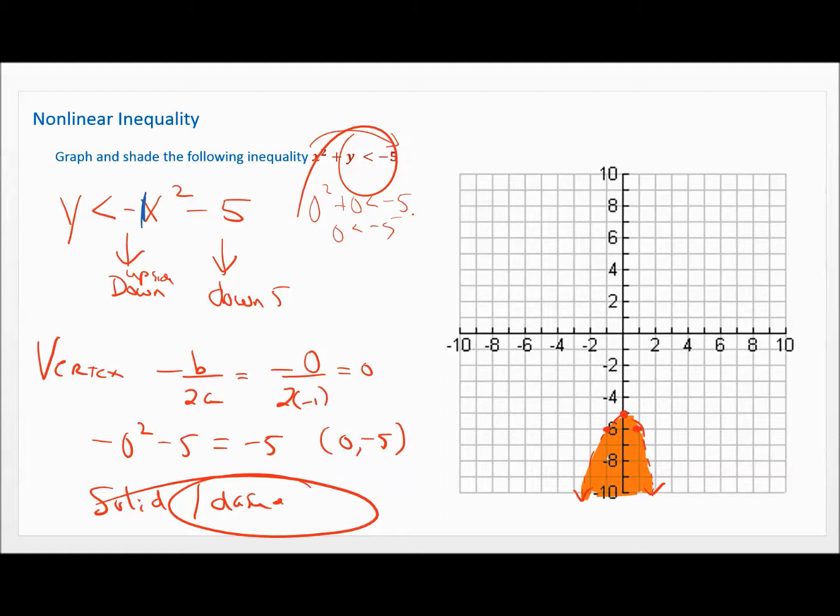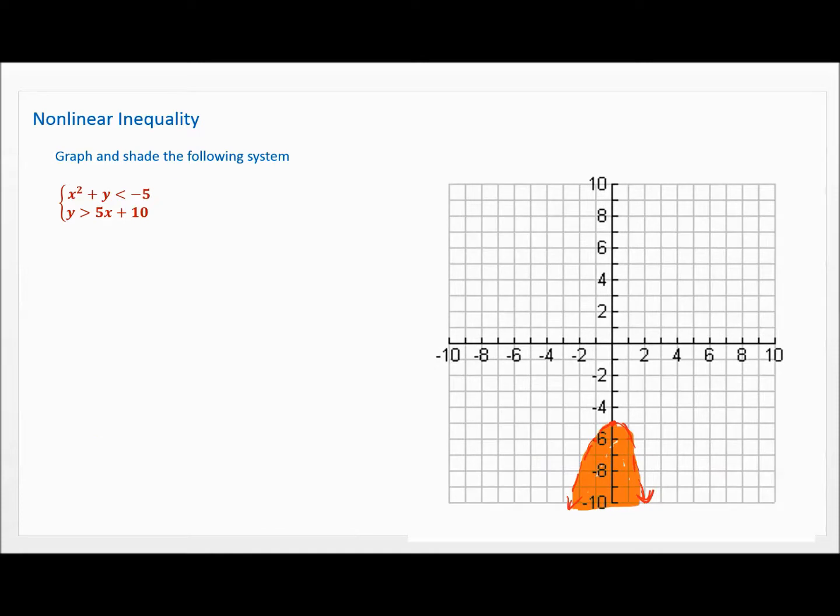Let's turn that into a system. Alright, so here's our problem in system form. Notice the top equation, x squared plus y is less than -5, is the problem that we just did. We wrote it as y is less than negative x squared minus 5. It's a parabola that's upside down, and it's been moved down 5. And there it is. It is with a dashed line because there's no equal to there. Okay, so I went ahead and recopied it. It spared you the gory details of me regraphing it.